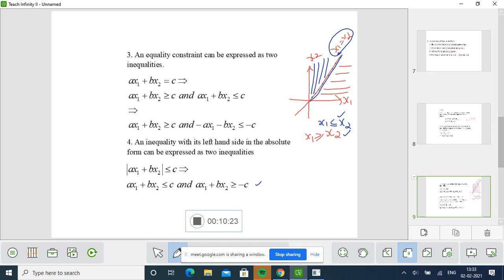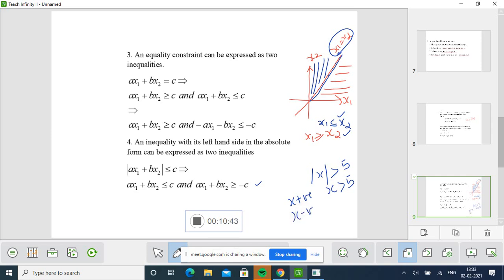Mod means absolute value. Suppose x is positive, and I have mod x is greater than 5. Let us keep x as positive. Then what can I say? Immediately I claim x is greater than 5.